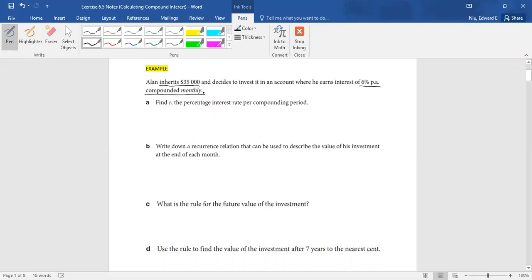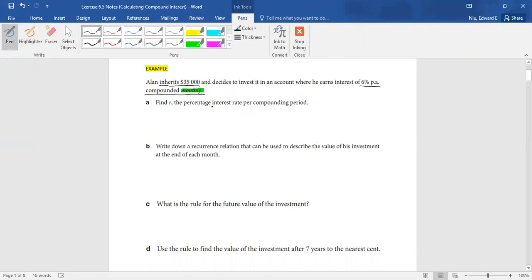Right, so we always have to underline the key details. This italicized text might change. Could be daily, could be weekly, could be fortnightly, could be biannually or annually. But here we've got a monthly example, and let's just highlight it so you guys definitely don't miss it, because you'll see why in the working, why this is important.